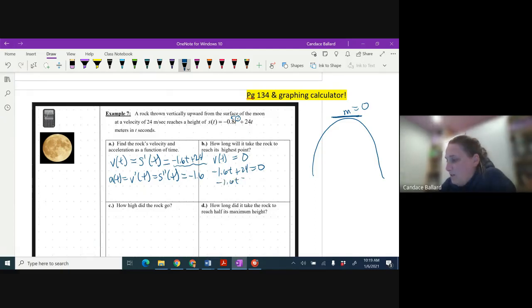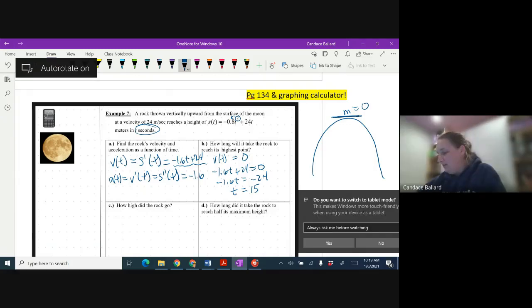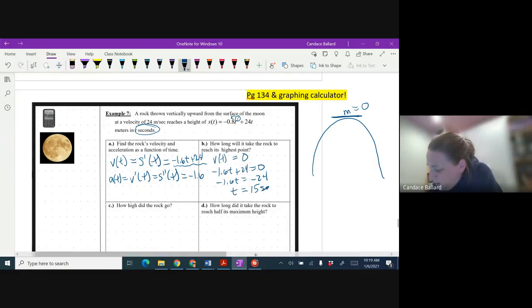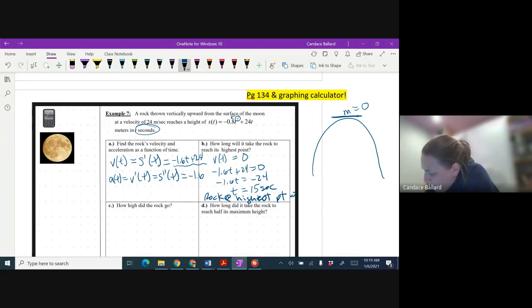So negative 1.6t equals negative 24. Divide by negative 1.6. If I put that in my calculator, I end up with 15. And then remember, we always have to label it. So, seconds. You might want to complete it with a sentence that says: the rock is at its highest point at t equals 15 seconds. It doesn't hurt to label there. Don't use the at symbol on the actual AP test.